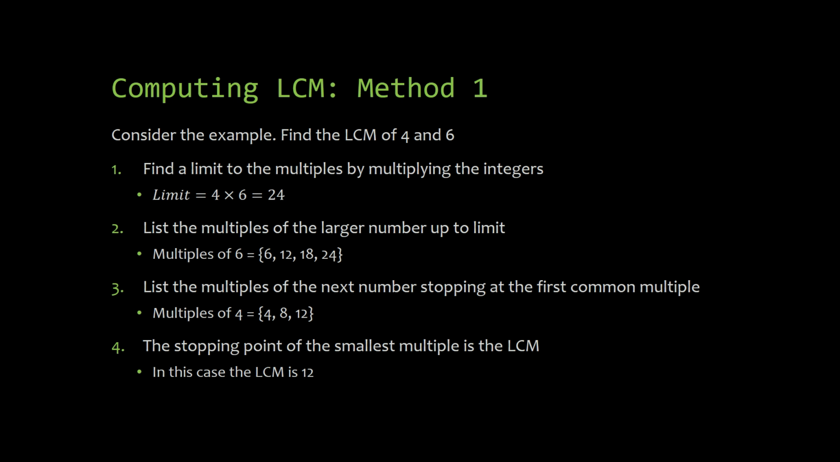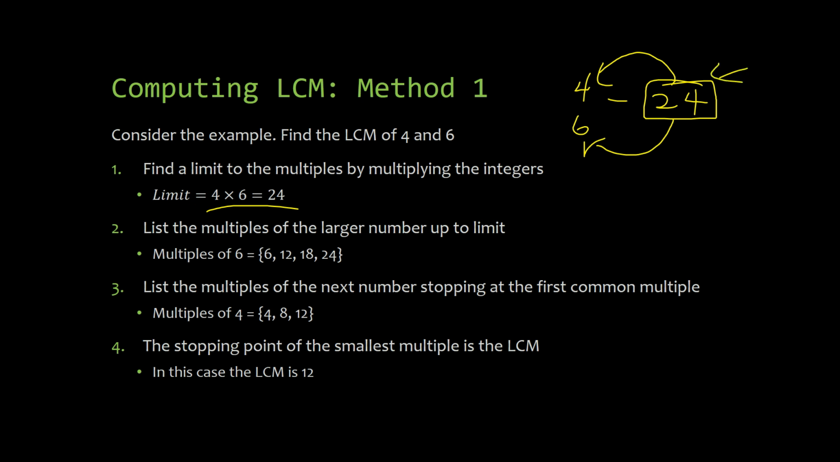So let's look at method number one. The first thing is we have to establish a limit. Now the limit is going to be the value which results from the product of the numbers. So let's say, for example, with 4 and 6 the limit will be 24. The reason we choose 24 as a limit is because we are sure that 24 is in the list of multiples for 4 and it is also in the list of multiples for 6. So we know that 24 is going to be common for both of them. We don't know, however, if 24 is going to be the lowest common, but we know that it is common.